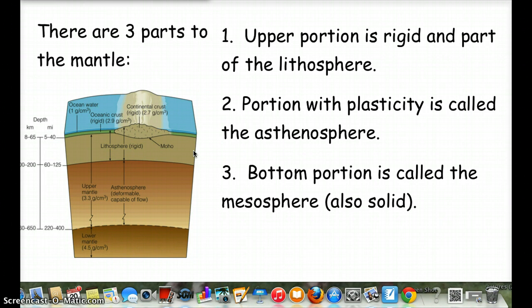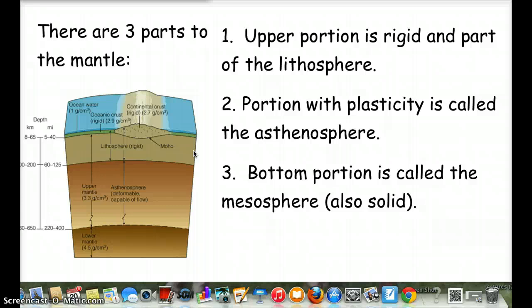And the lithosphere, lithos means rock, and we're going to learn in the future about the fact that we have tectonic plates, and the lithosphere is broken up into these tectonic plates, but we'll talk about that in the next few weeks.